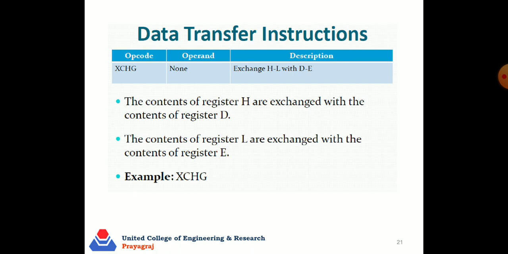Next instruction, XCHG. There is no operand. It is a 1-byte instruction. The description is exchange HL with DE. So the content of H is exchanged with the content of D, and the content of L is exchanged with the content of E. That means the content of HL is exchanged with the content of DE.